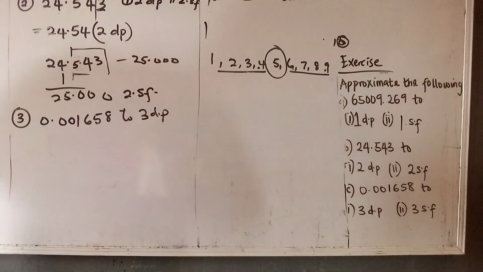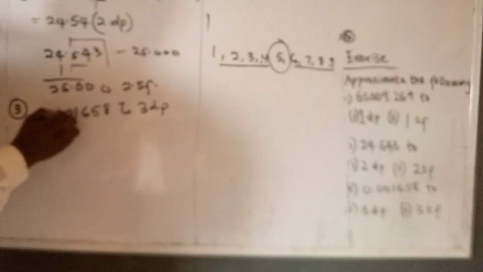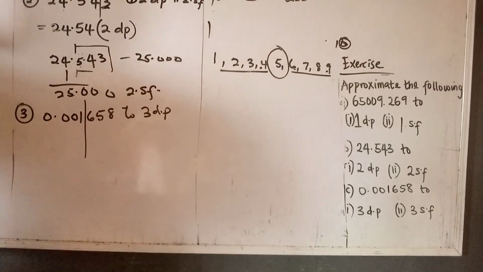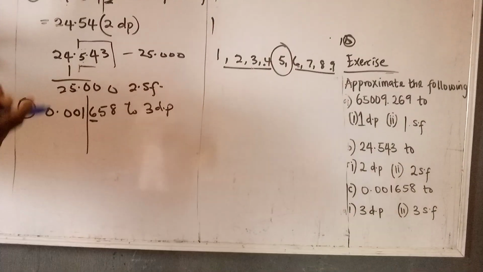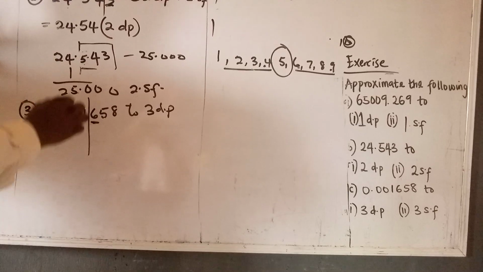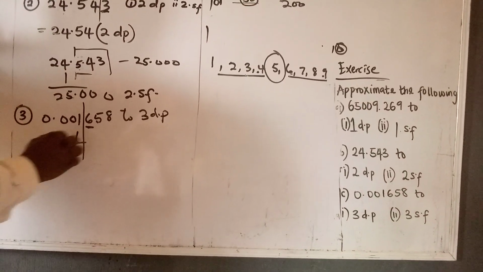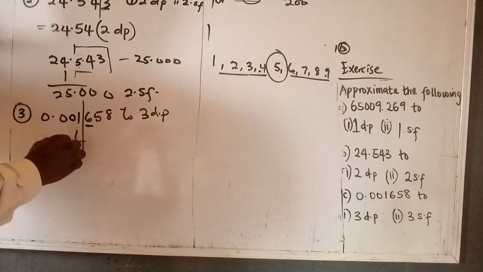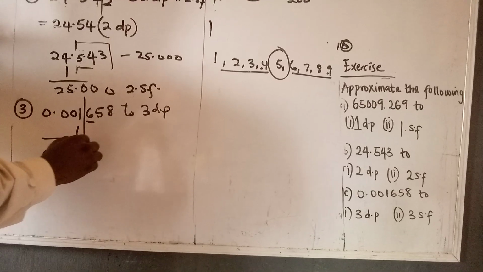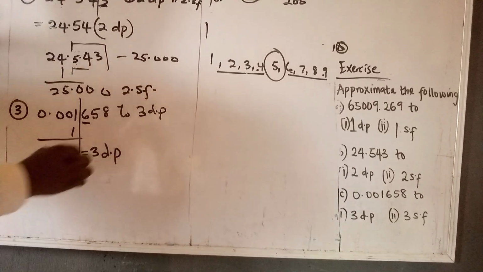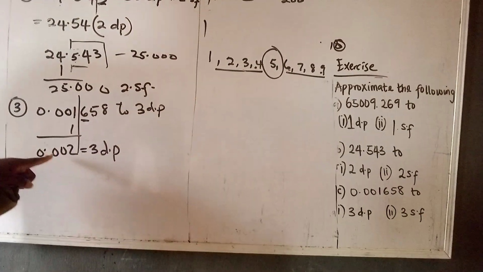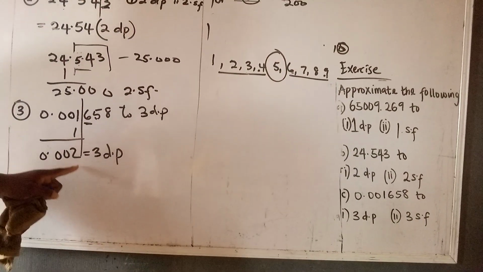So to 3 decimal places, I am considering 1, 2, 3. I am blocking it now. The next value after it is 6, which is far more than 5. Are you hearing me? So I will add 1 to it. So it will now give me 0.002. This one will now be in 3 decimal places. That means the figure after the decimal point is 3 figures, 002.